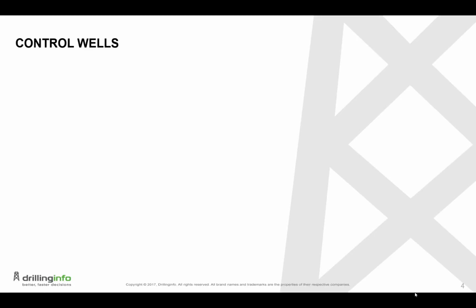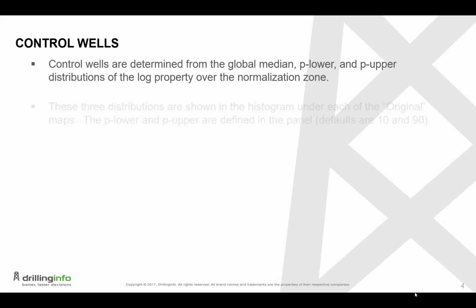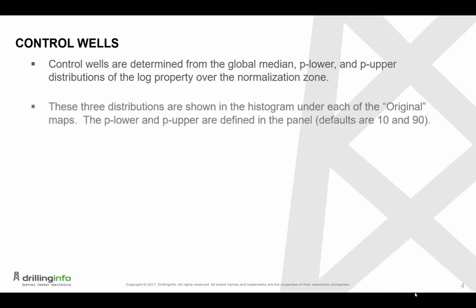Control wells are the wells for which their logs have been determined to not require normalization. This determination is made using the distributions of the median, p-lower, and p-upper values obtained when the statistics were computed. These are also the wells that have the logs which are to be used to initialize the normalization algorithm. These distributions may be seen in the histogram plots under each of the original maps.